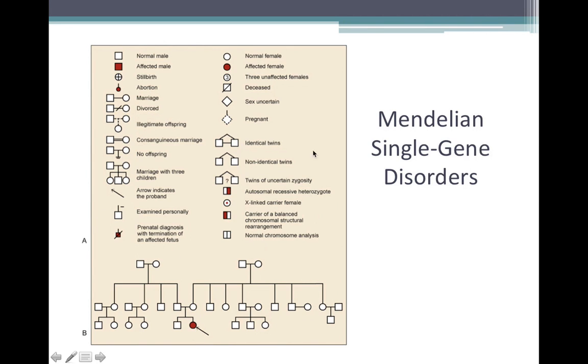Now, what this is showing up here is just more detail on the breeding characteristics that we can talk about in a family, like divorce or illegitimate offspring, relatedness, which is consanguinity, like if brothers and sisters have a child, or if a couple doesn't have offspring. It's just different ways to draw out the pedigree.